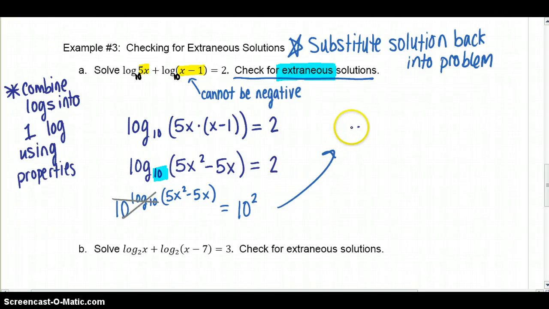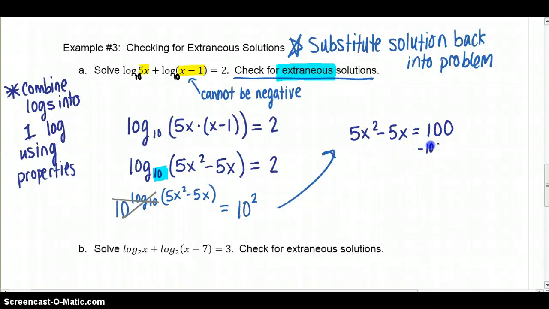So we've got 5x squared minus 5x left on the left side. And that's going to equal 10 squared, which is 100. And remember, whenever you have a quadratic like here, in order to solve it, you've got to get it to equal 0 and then factor it so that we can solve it. That's always the easiest way to solve quadratics.